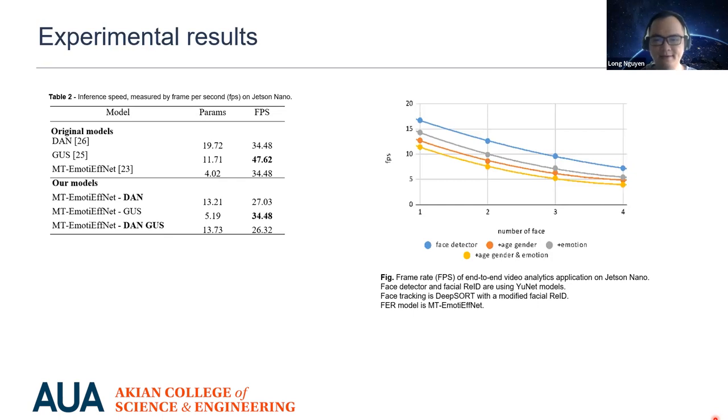If we look at the frames per second here, we see that even when only one face appears in the frame, the FPS drops to less than 20, and when the number of faces increases, the speed drops very quickly. So I believe further work needs to be conducted here to make the models faster, to bring them closer to real-life applications.